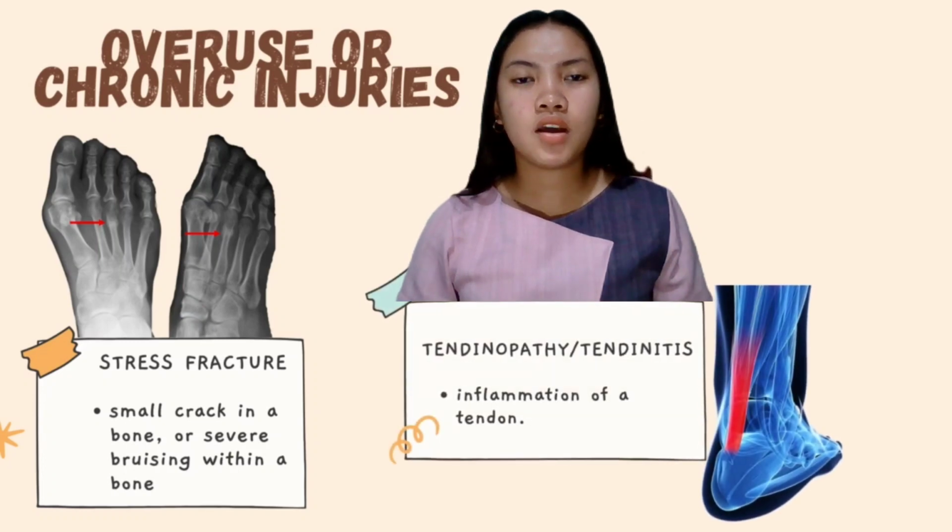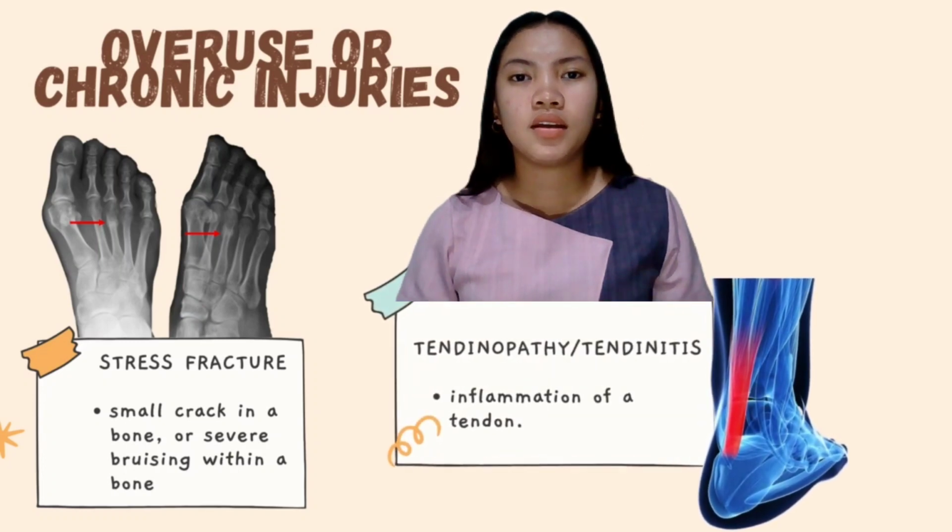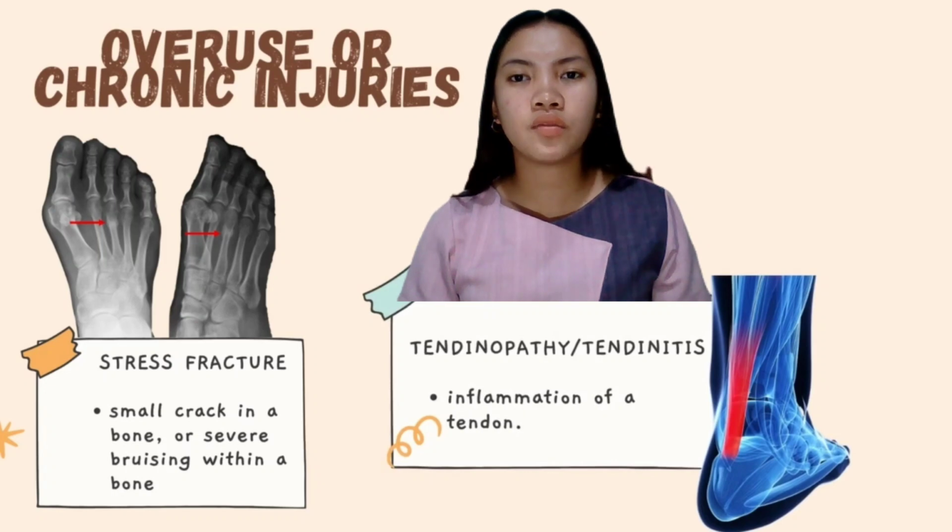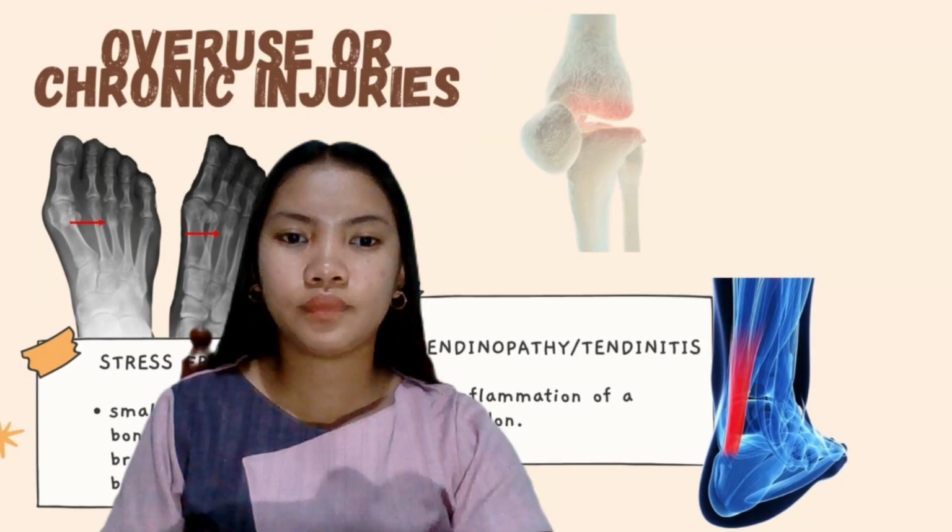Next, tendinopathy or tendinitis. It is the most common overuse injury in sports. It is the inflammation of a tendon. Tendinitis can occur in any of the tendons, whether in shoulders, elbows, wrists, knees, or heels. The pain from tendinopathy can interfere with your daily life. For example, it can keep you from playing sports and from doing housework. So if you have pain or swelling, make sure to contact your healthcare provider for help.